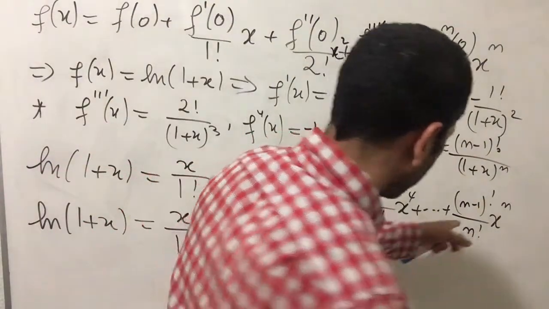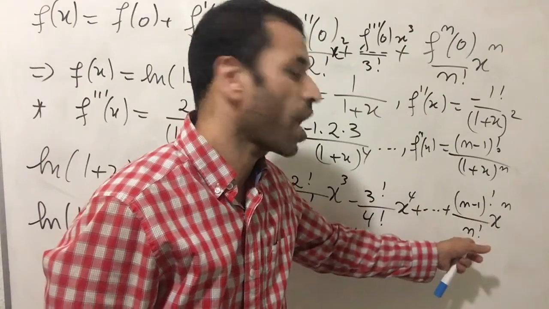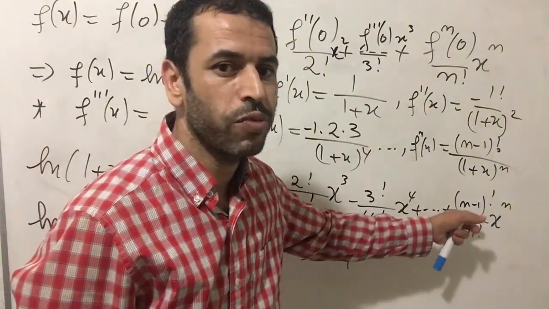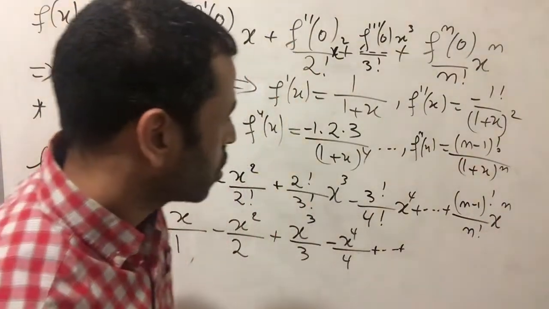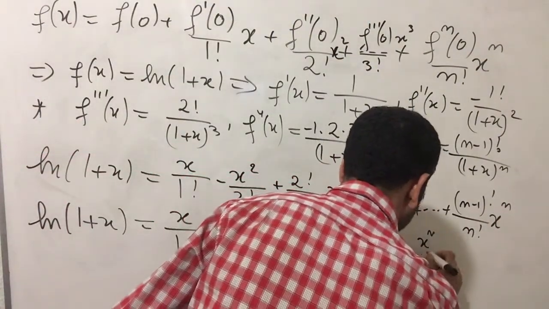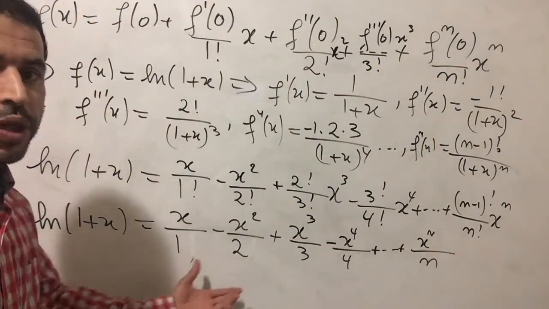Now at the numerator we have (n minus 1) factorial over n factorial. I'm going to simplify (n minus 1) factorial from numerator and denominator. So we'll have x to the n over n, right? I'm going to bring this one to the top.